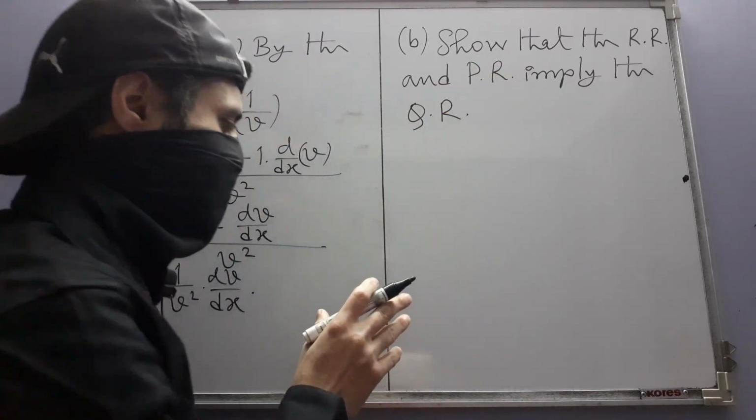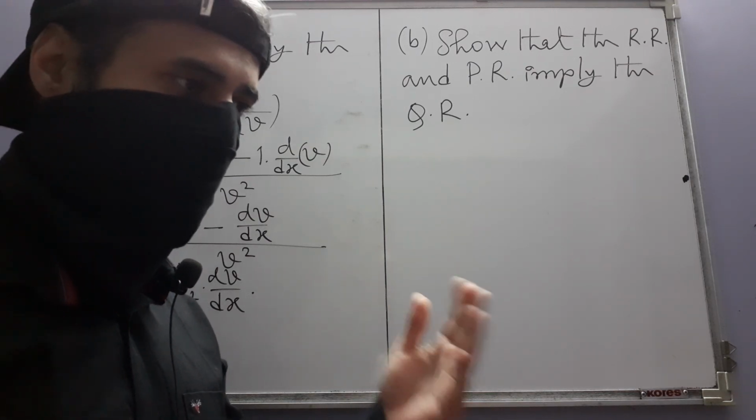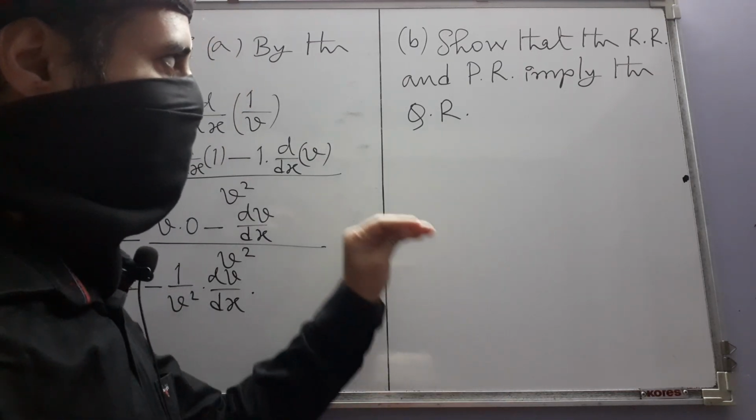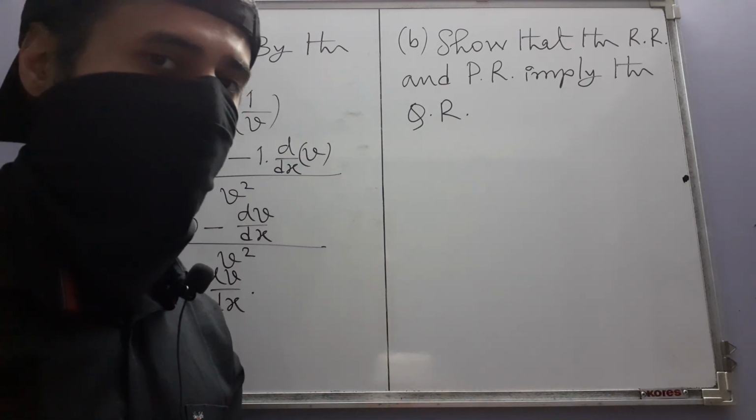So now we are going to assume that we have the reciprocal rule. Somehow we know the reciprocal rule and we know the product rule. Can we derive the quotient rule from them? Yes.